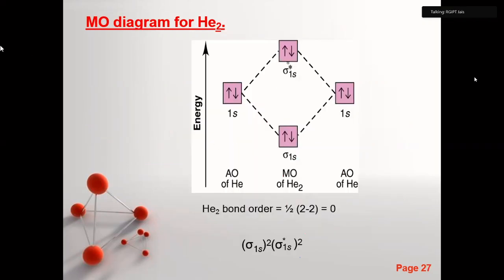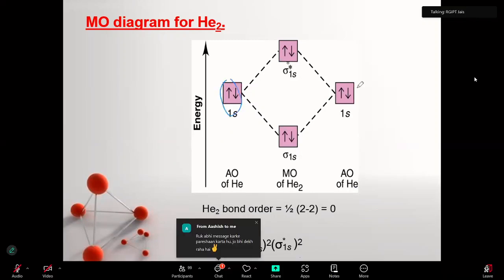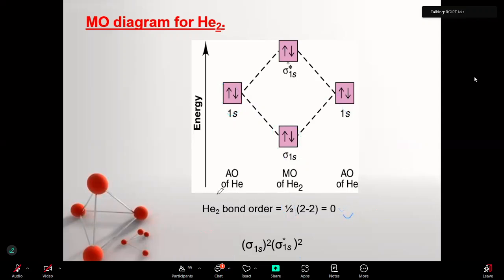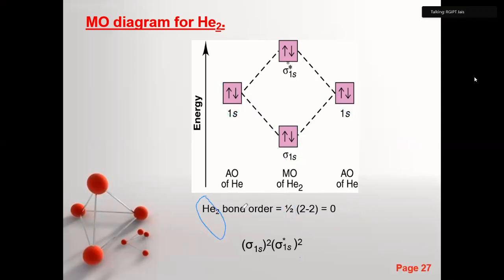Next, if we take an example of He2, in the case of helium 2, there are a total of 2 electrons in 1s, 2 electrons in this and 2 electrons in this, total 4 electrons. In this case, half of 2 minus 2 is 0, meaning helium does not dimerize. Bond order 0 means helium only exists in the form of He, not He2.